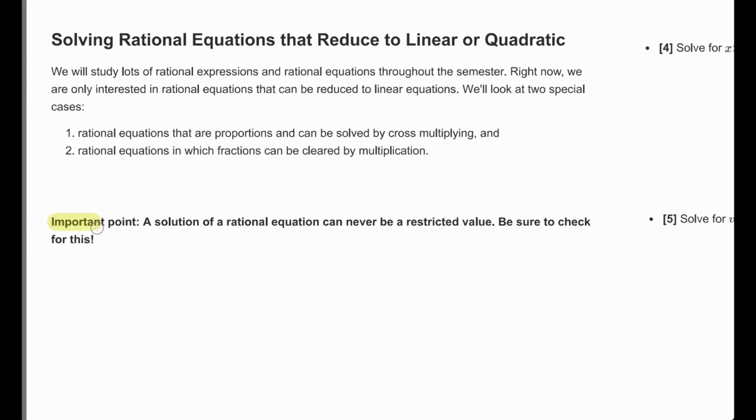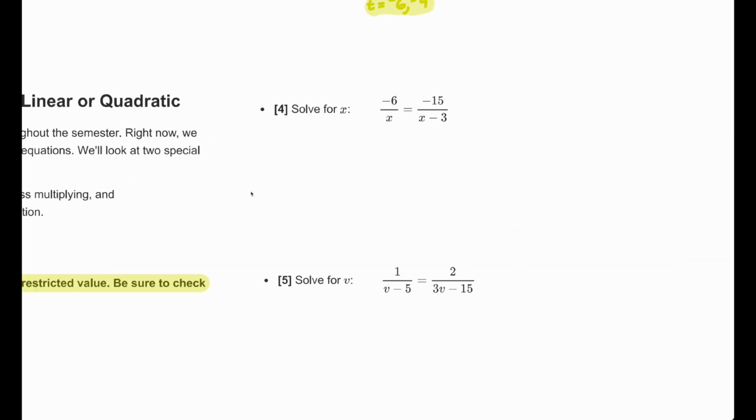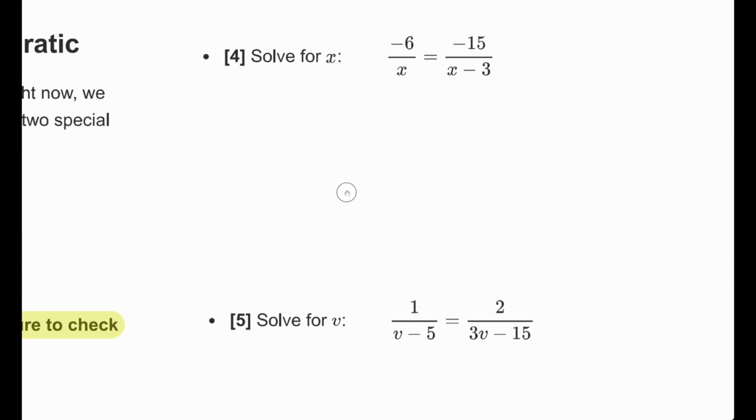Important note, make sure you understand this. A solution of a rational equation can never be a restricted value. So we just went over restricted values. It causes a division by 0. You have to make sure that your answer is not a restricted value, because if it's restricted, it can't be the answer. All right, let's look at some examples so it makes more sense.